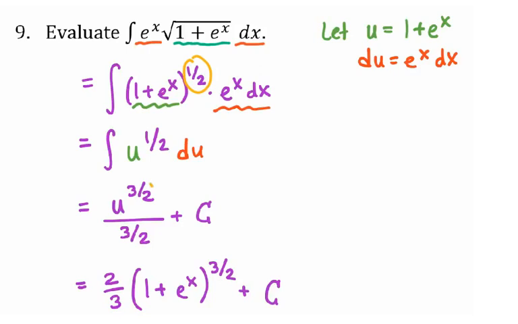So we added 1 divided by that new power. Indefinite, so we tagged on a plus c. Anytime it's indefinite, we back sub to the original variable. So the final answer could be expressed as 2/3 times the quantity 1 plus e to the x raised to the 3/2 plus your constant of integration.